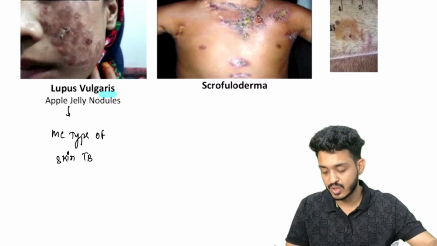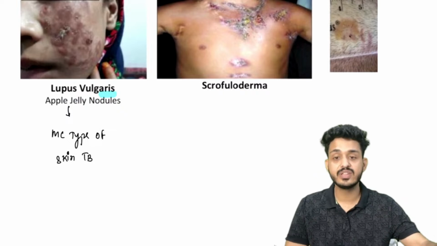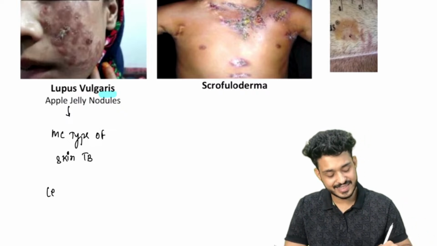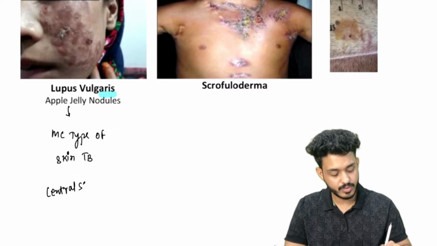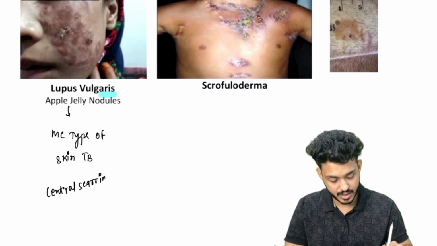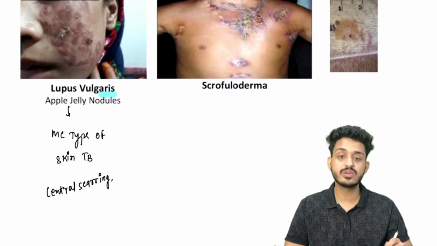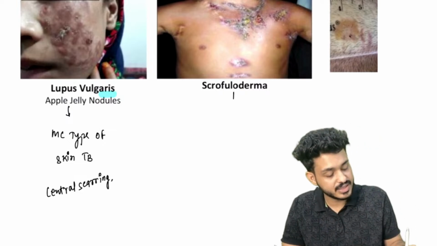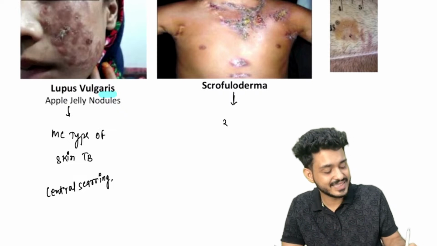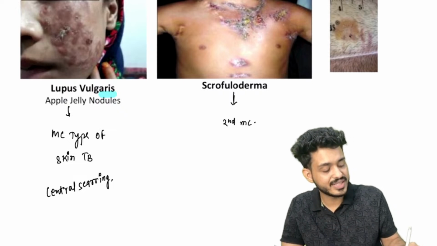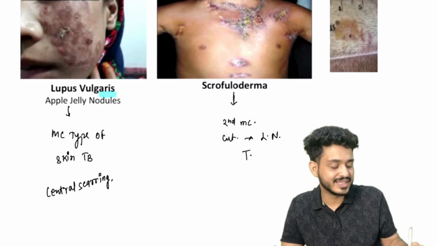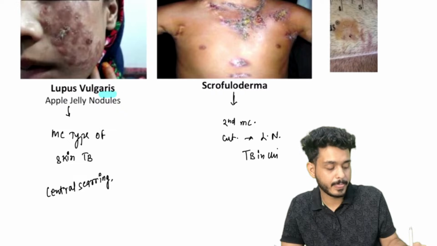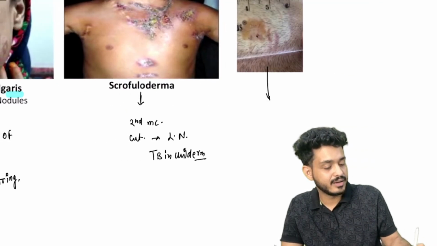What is scrofuloderma? Okay, and there is a feature you will be finding, central scarring. Central scarring is a feature here. Central clearing is a feature you will be finding with tinea infection. Okay, this is your scrofuloderma. This is the second most common cutaneous TB. It will be involving your lymph nodes in the children, TB in children. That is your scrofuloderma.